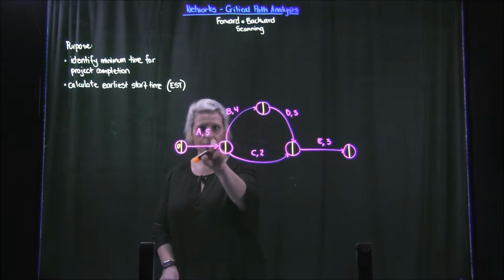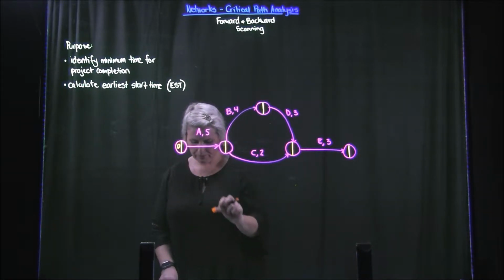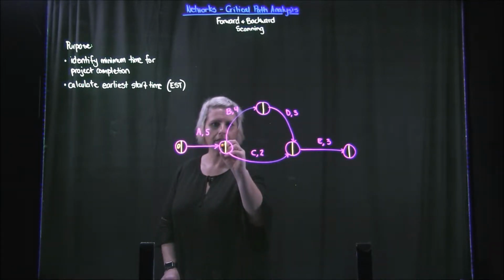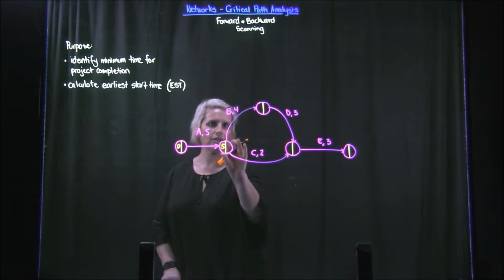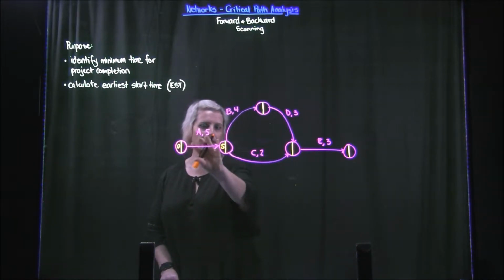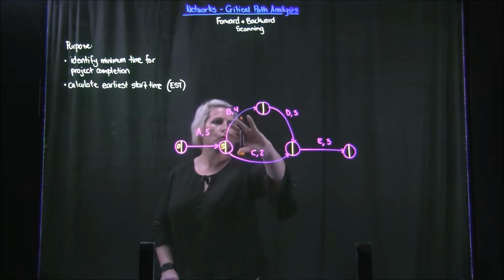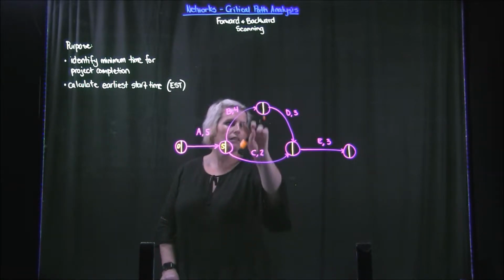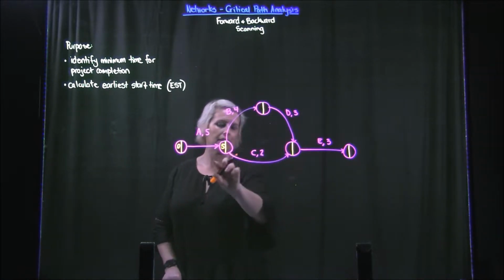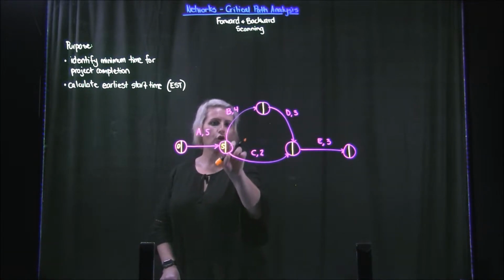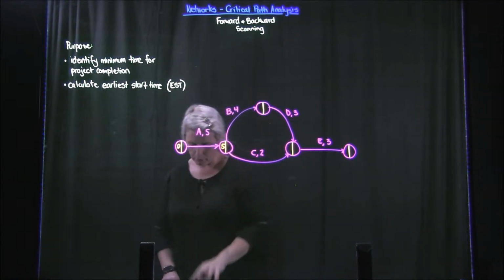Now, task A takes 5 minutes, okay? So 5 minutes is going to be the earliest start time, because this is obviously an immediate predecessor. It had to be completed before these 3 tasks could begin. So the earliest start time would be 5 minutes into the project.